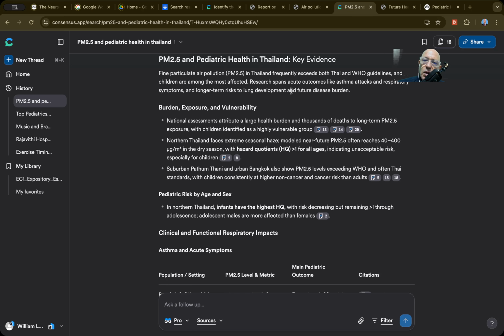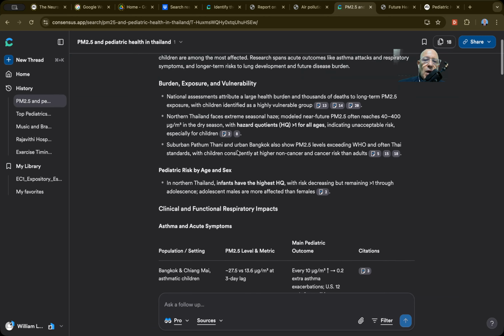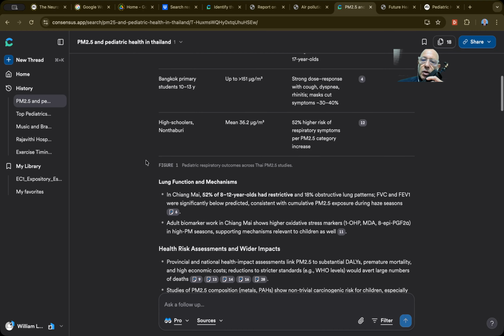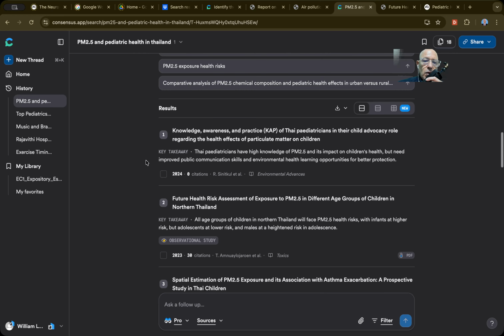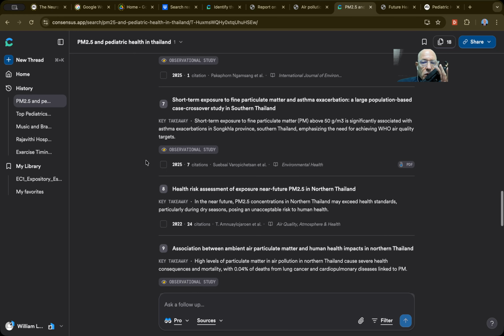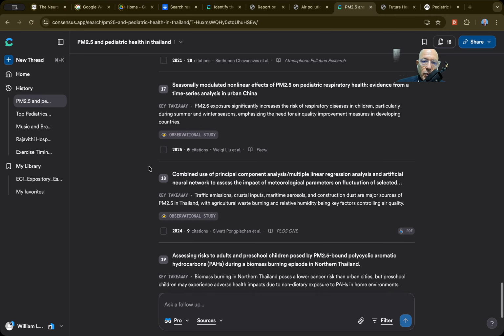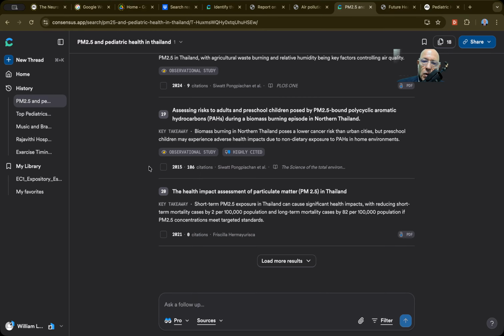Find particulate air pollution, burden, exposure, vulnerability. I don't want to spend too much time on it because we got a few other interesting things to do. It's captured a lot of information and a lot of papers. I mean, much more limited than in the world. And this issue, pediatric health and particulate matter, but it's captured a host of papers already, like 20 of them already related to this matter in Thailand.